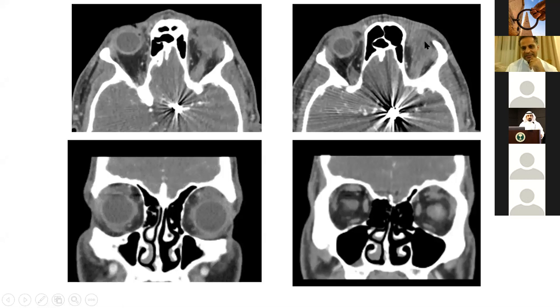I'm not sure what I'm seeing. The image in front of me looks hypointense. Yes, it's more of a fluid containing lesion. In the coronal section, there is a dystopia of the globe, as you can see.